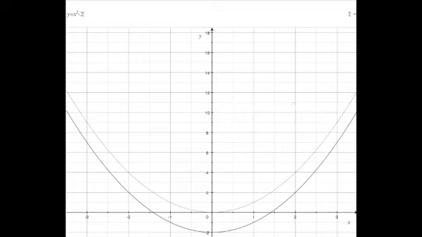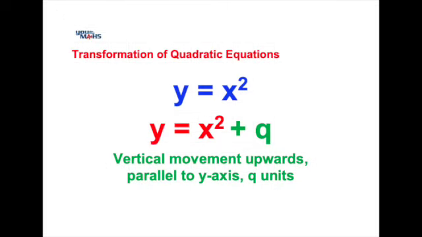So to summarise that, we can say that if you've got a graph of y equals x squared plus q, where q is some real number, then the graph of y equals x squared moves vertically upwards parallel to the y-axis q units. We say parallel to the y-axis to indicate that it is straight up. In other words, matching the same direction as the y-axis.